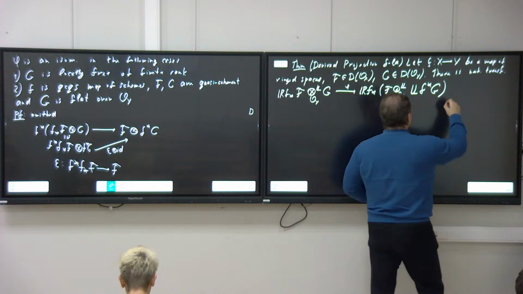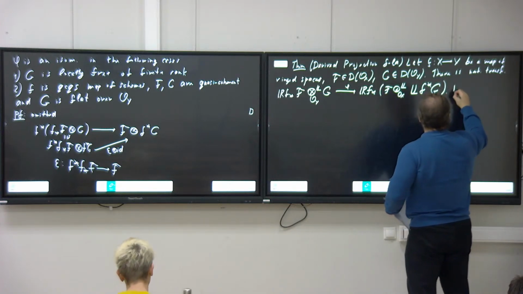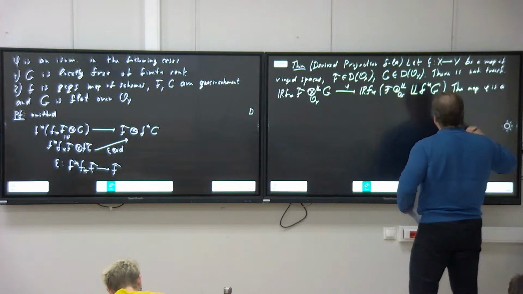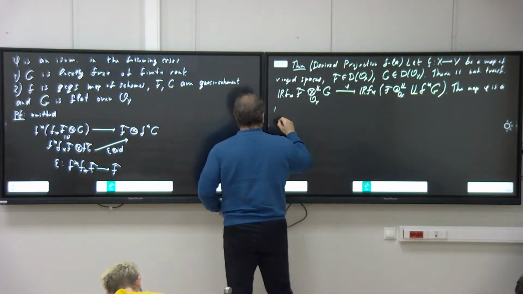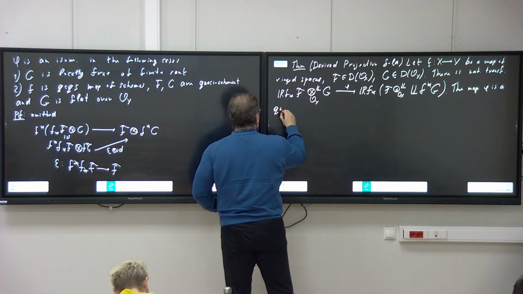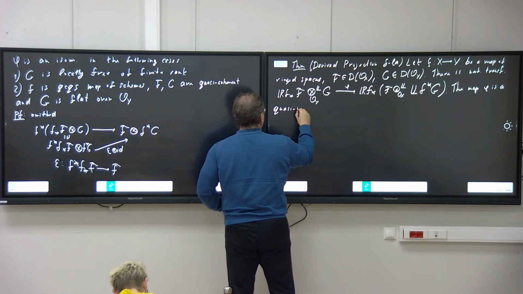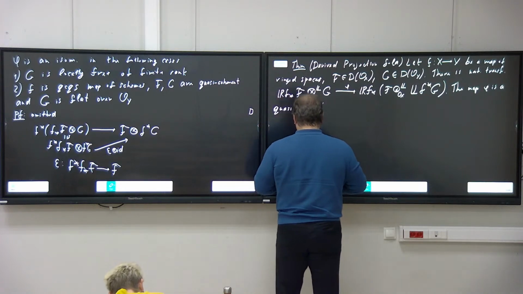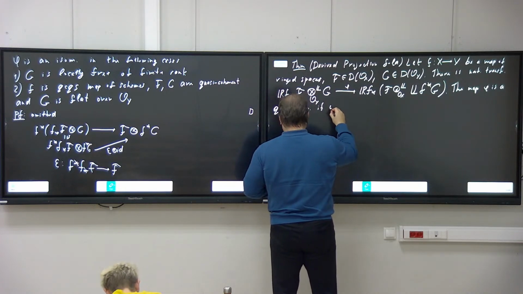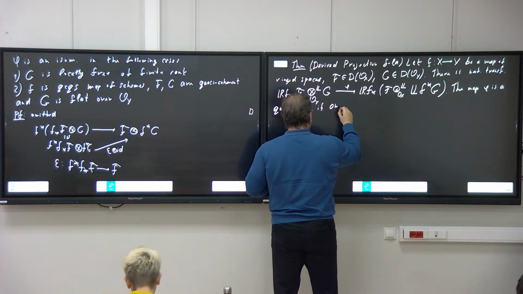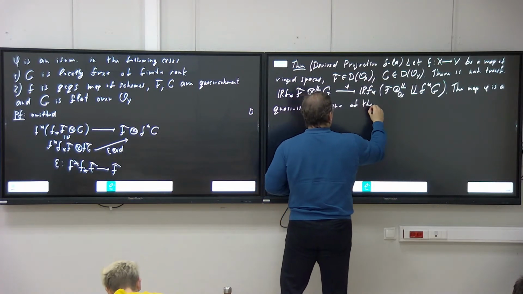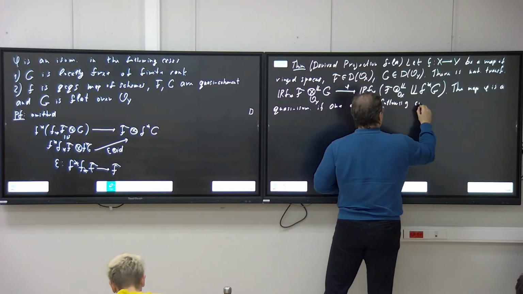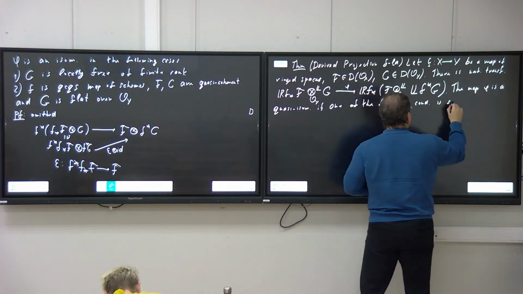I don't think this will be a source of any confusion. So the map phi is an isomorphism, or quasi-isomorphism, if one of the following conditions is satisfied.